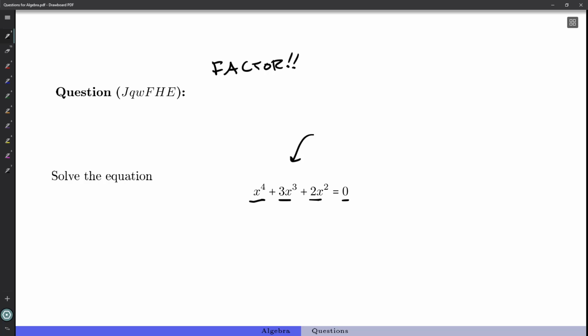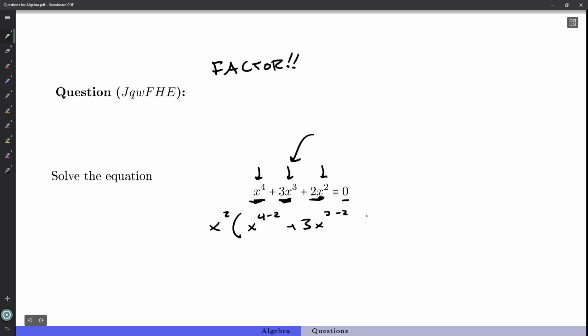So we might start looking for some things that these terms all have in common. You know what? They all have powers of x. In fact, they all have at least 2 factors of x. x to the power 4 is x times x times x times x. There's 4 x's there. 3x cubed, there's 3 factors of x in there. So what we could first do is factor out an x squared.